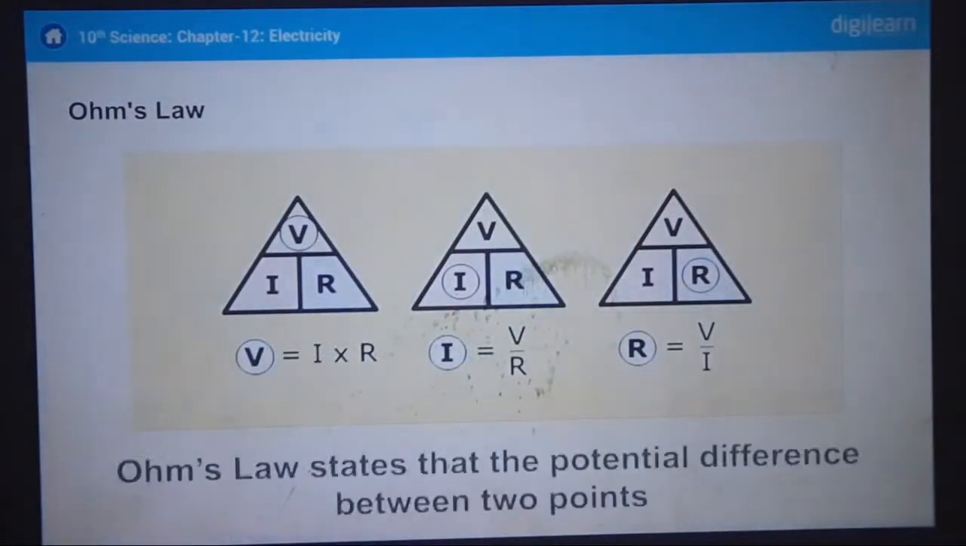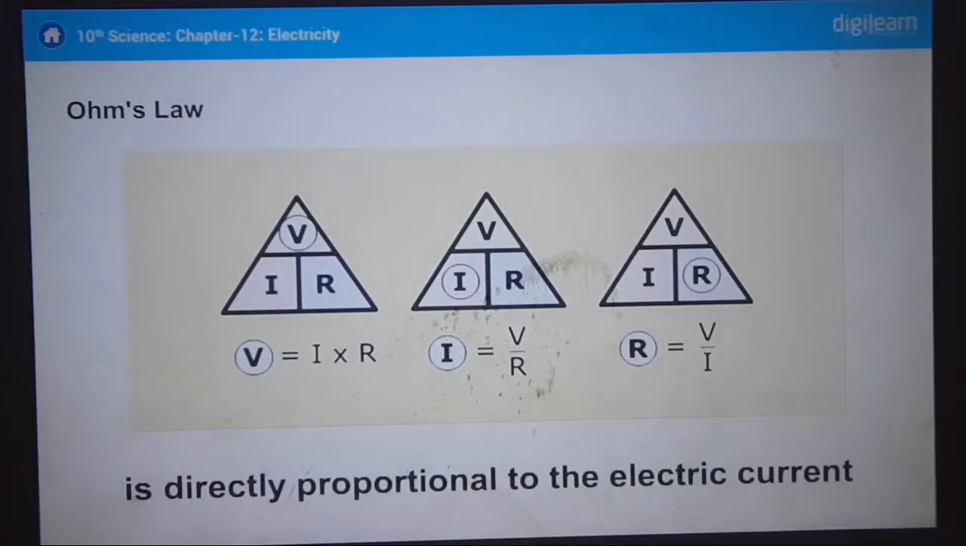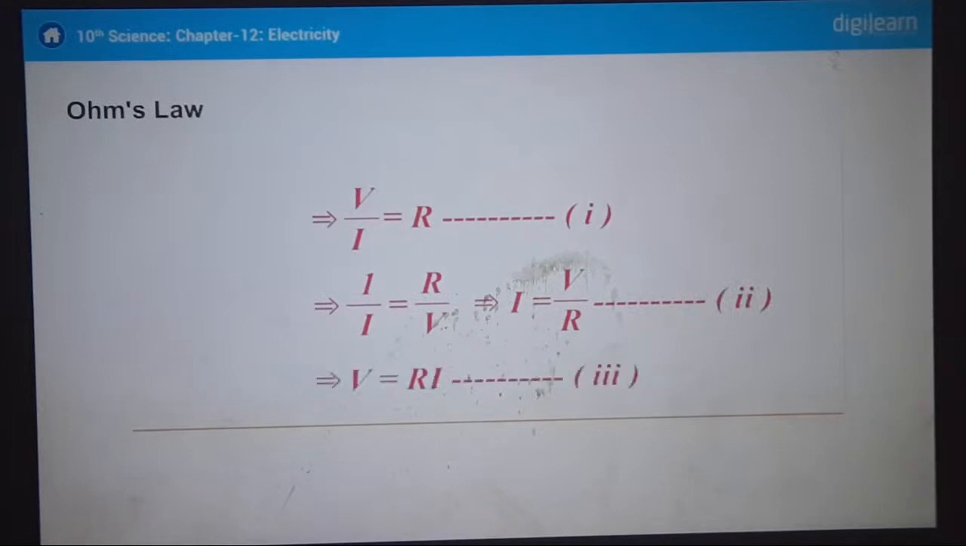Ohm's law. Ohm's law states that the potential difference between 2 points is directly proportional to the electric current. This means potential difference V varies as electric current, or V is directly proportional to I. V by I equal to R, equation 1. 1 by I equal to R by V, that gives I equal to V by R, equation 2. Therefore, V equal to RI, equation 3, where R is constant for the given conductor at a given temperature and is called resistance. Resistance is the property of conductor which resists the flow of electric current through it.